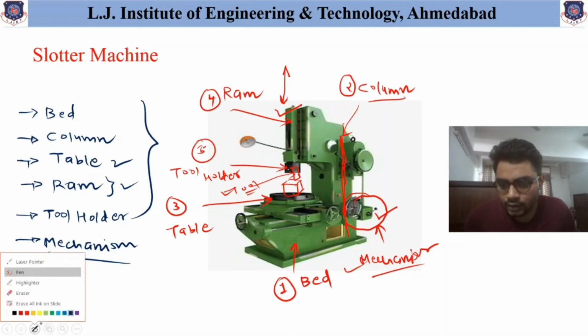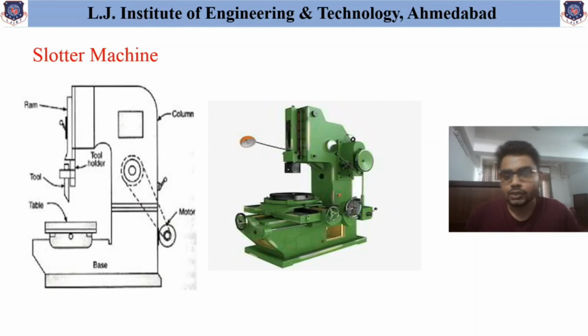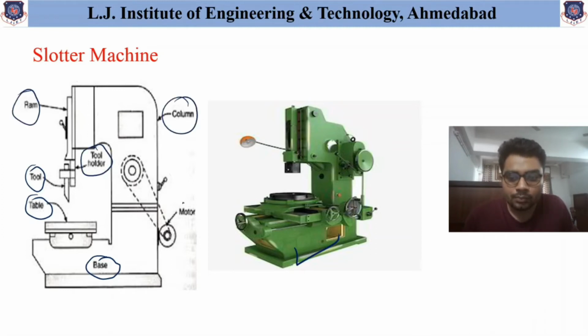Now let us have a look at the simple 2D schematic of the slotter machine. So now you can verify all the details that we have discussed from this figure. The first part is the base, another is the table, next tool, tool holder, ram, column and motor, which is used to finally provide the operating movement to this machine.